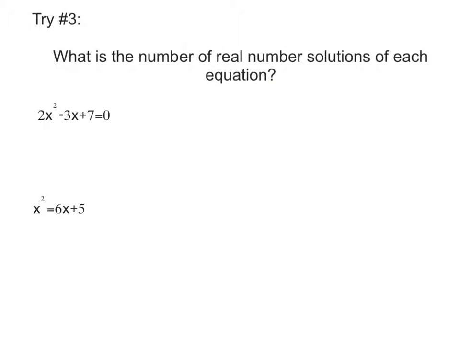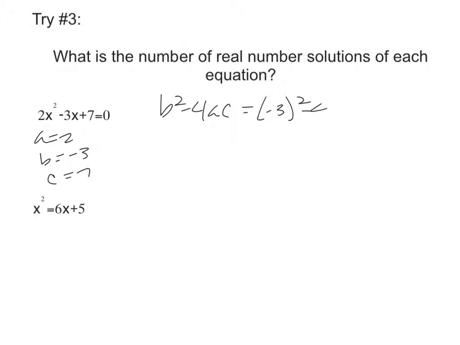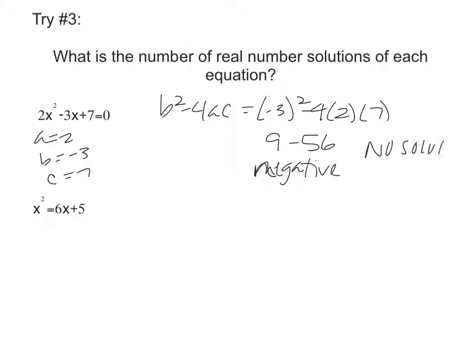Okay, so let's try this again. Remember, it has to be in standard form. The first one is in standard form, so a is 2, b is -3, c is 7. So b squared minus 4ac would give us -3 squared minus 4 times 2 times 7. That's 9 minus 8 times 7, which is -56. That's going to give us a negative. We don't even really need to know what the number is. It is a negative, and since it's a negative, we know that there are no solutions.